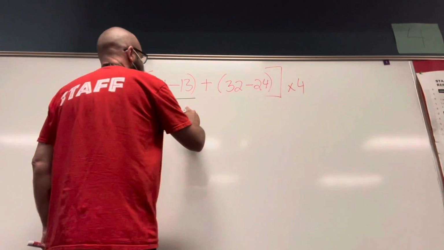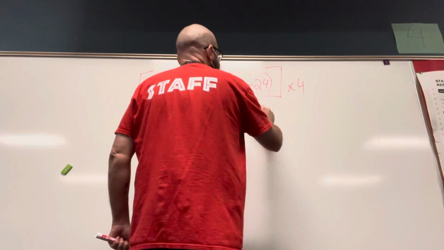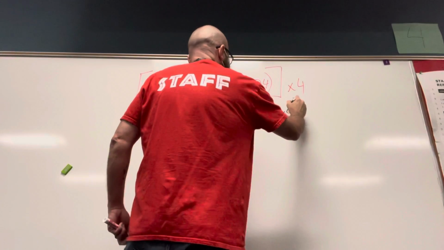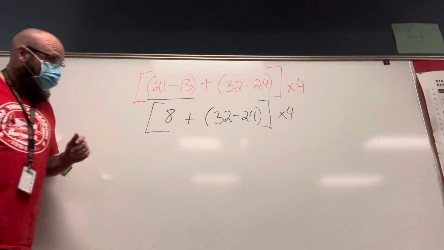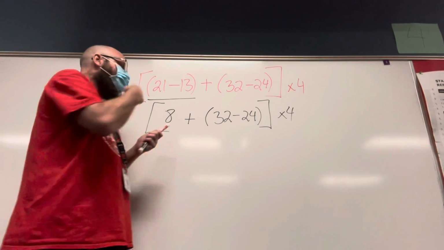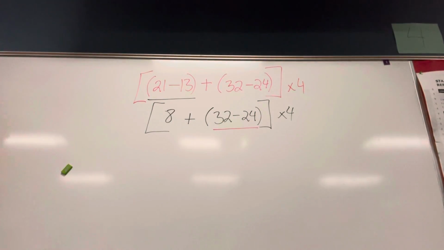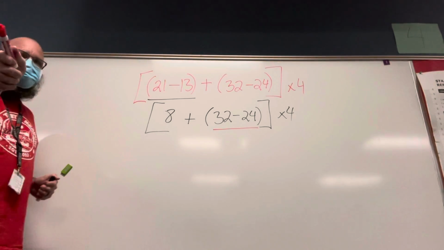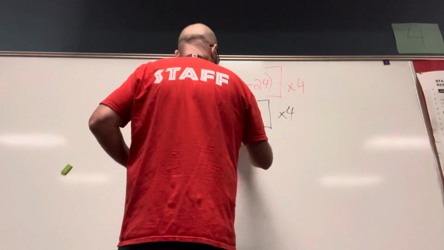Now that's still in the brackets. I still have 32, subtract 24 in parentheses. So I have eliminated one of my operations in the brackets. I go to my next set of parentheses, and I have 32 subtract 24, and I get 8. So now I have an 8 here.